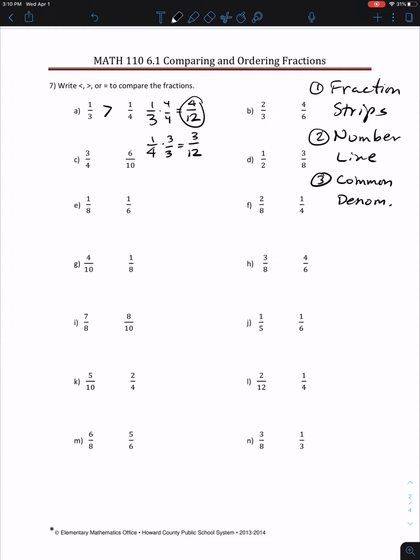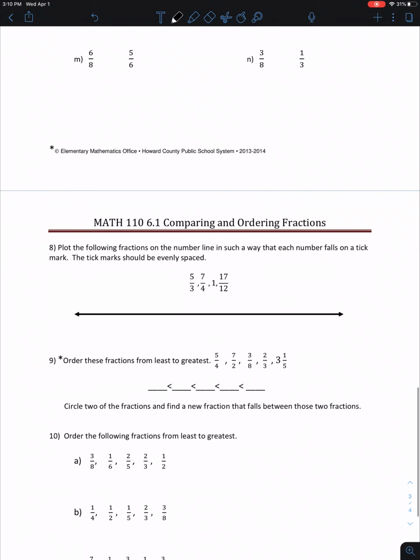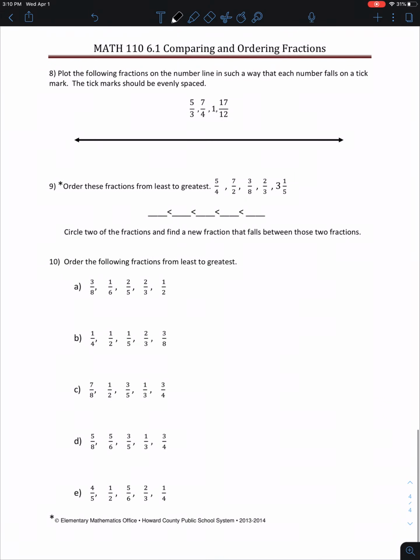So again, I'll leave the rest of these for you guys. Pause the video at this point and work through the rest of them. Play around with different models just so you get a chance to experiment with each kind. And when you're done with those, come back to the video and then we'll finish up this lesson.